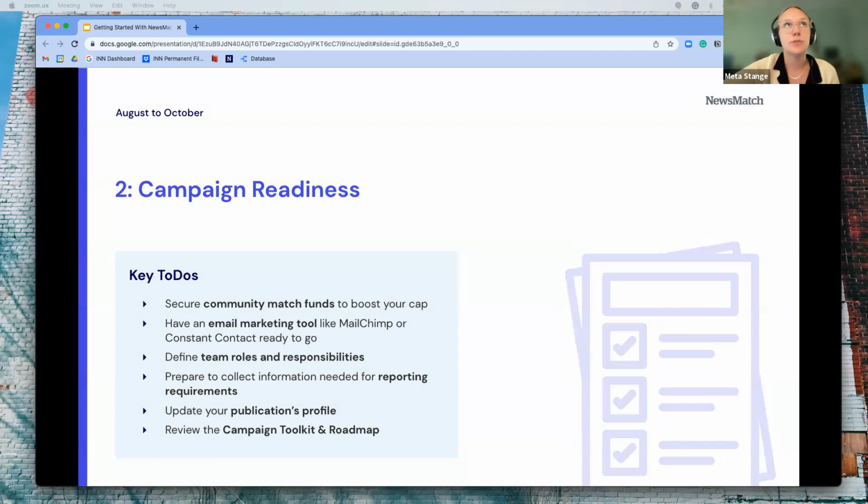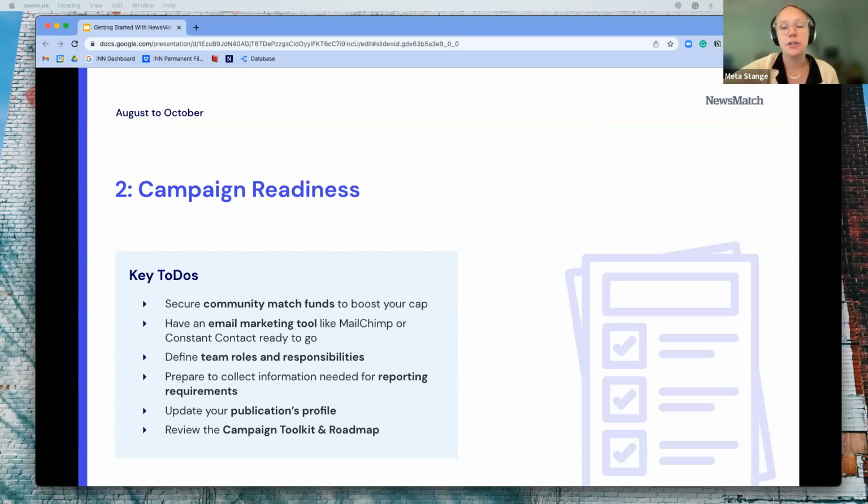The next phase, which runs from August through October, is the campaign readiness phase. As you start to get closer to campaign execution, here are some of the key to-dos. First, you're looking to secure your community matches and boost your cap. This is a great time to rally your major donors, board members, and more to pledge support that will help you secure that additional match.